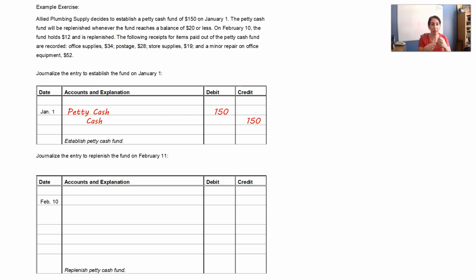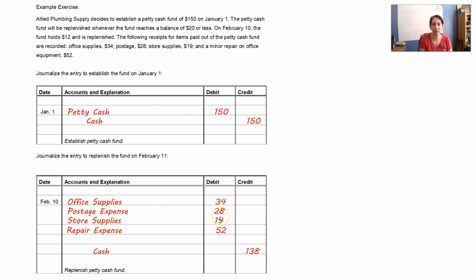Some are going to be office supplies. As you see, office supplies, $34. Postage, $28. Store supplies, $19. Repairs, $52. All of those receipts should be in there. So when the accountant takes them out of the box, you're going to start recording those things as the expenses that they are. We've got debit office supplies, debit postage expense. These could be miscellaneous expense. It's up to your company how you want to do this. Debit store supplies. Maybe it's just one supplies account. I'm just using all of the examples here. And some sort of repair expense.